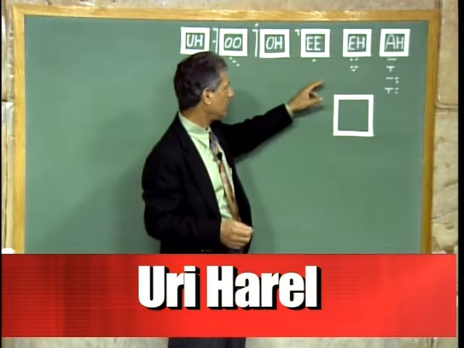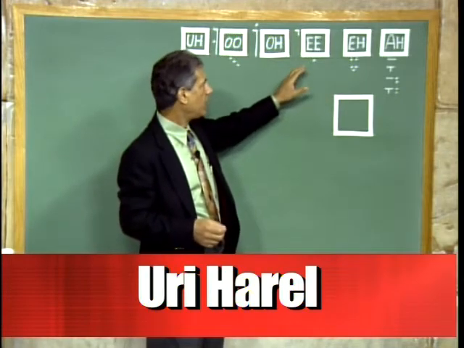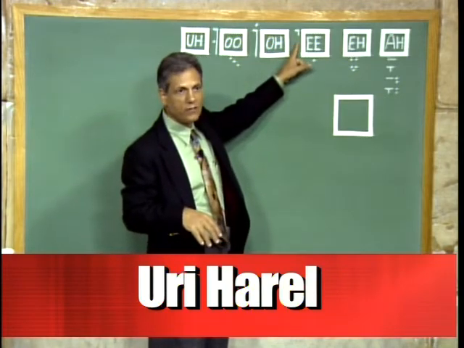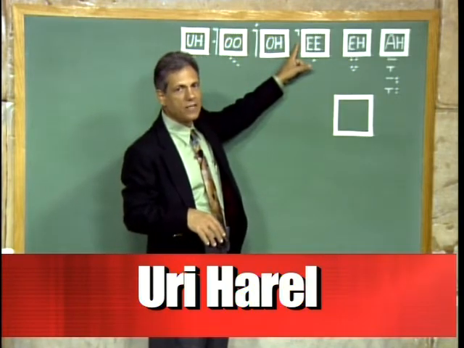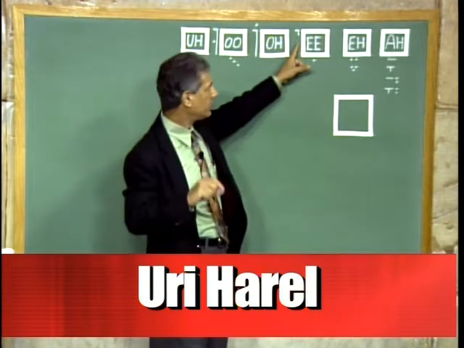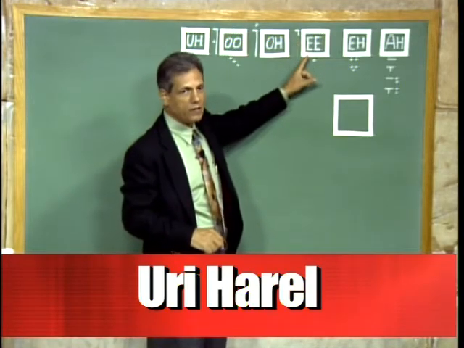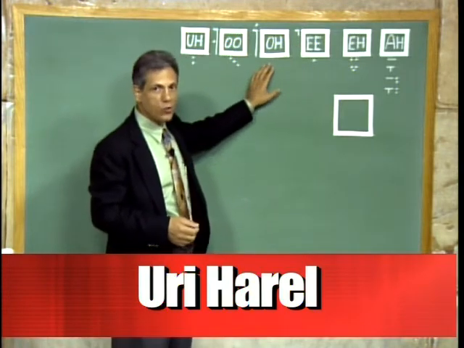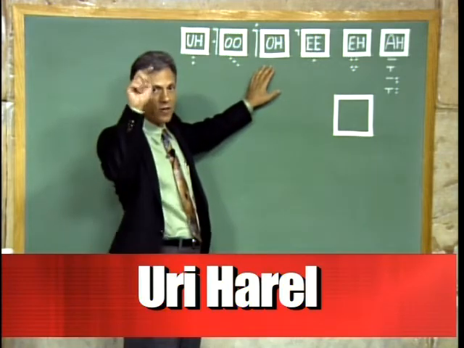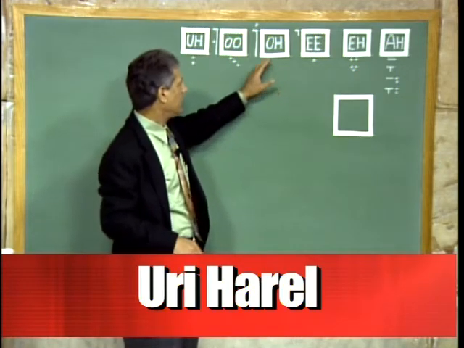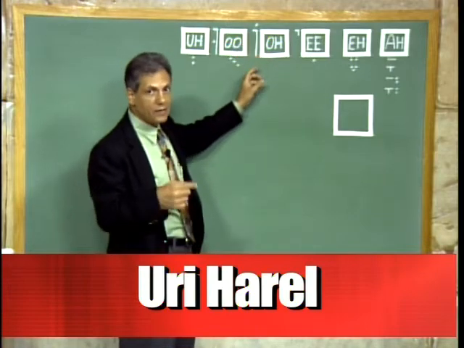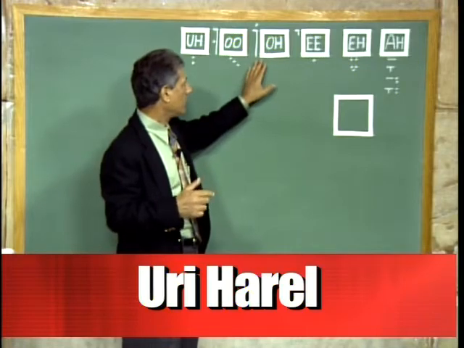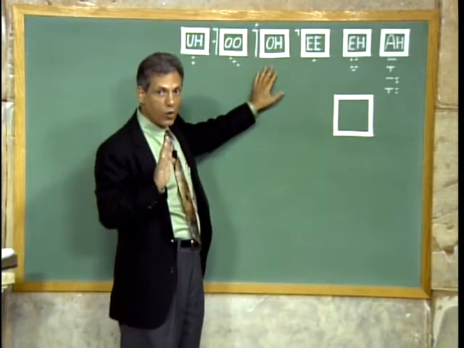The E sound is created by a dot under the letter and a yud, the 10th letter of the alphabet, the smallest letter, next to a letter, or a dot underneath will give you the E sound. The O sound is created by a dot on top of a letter, or a dot on top and the letter Vav, which is the 6th letter of the alphabet. So either one of those will create the sound of O.